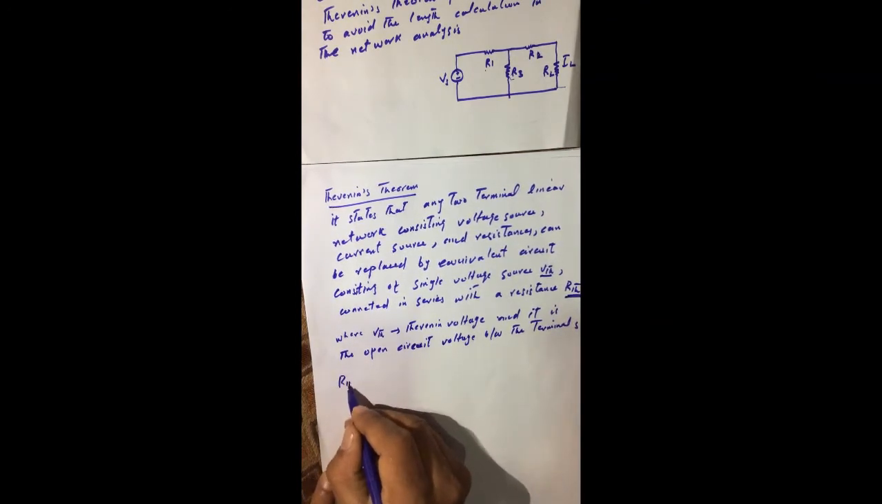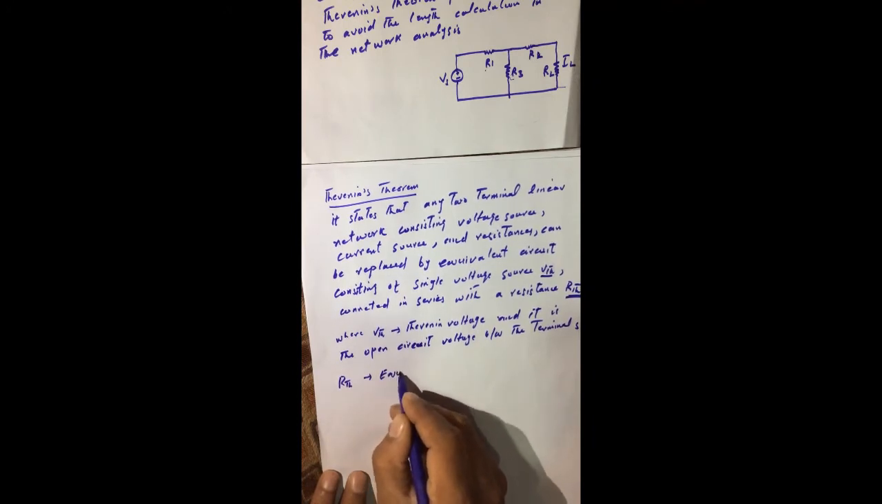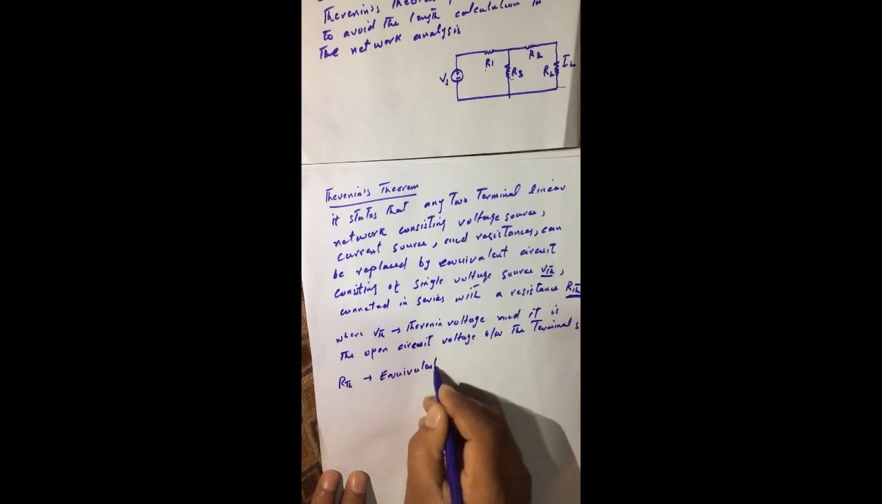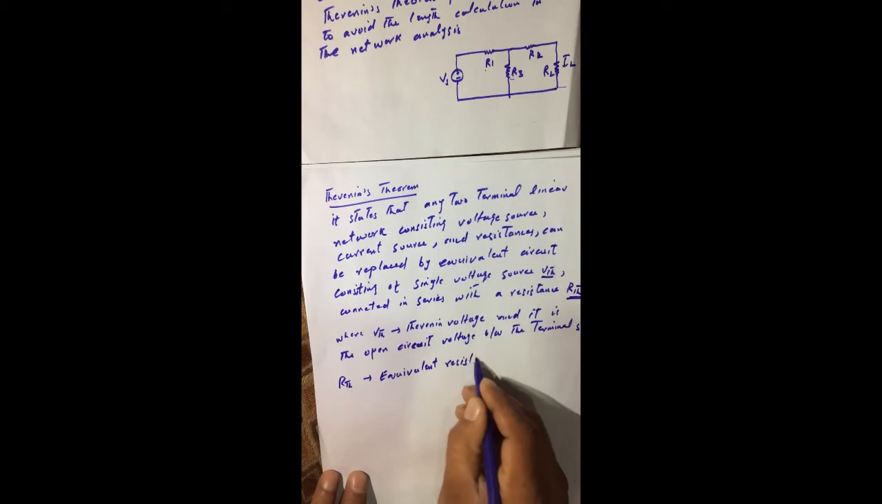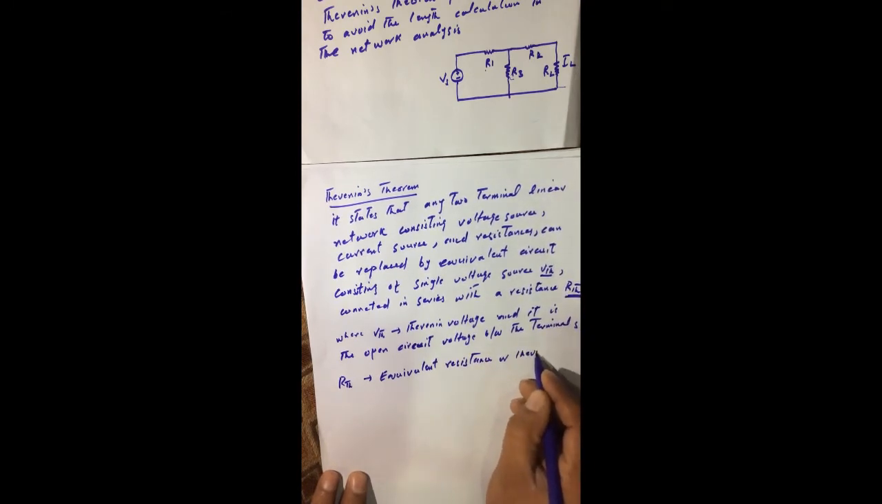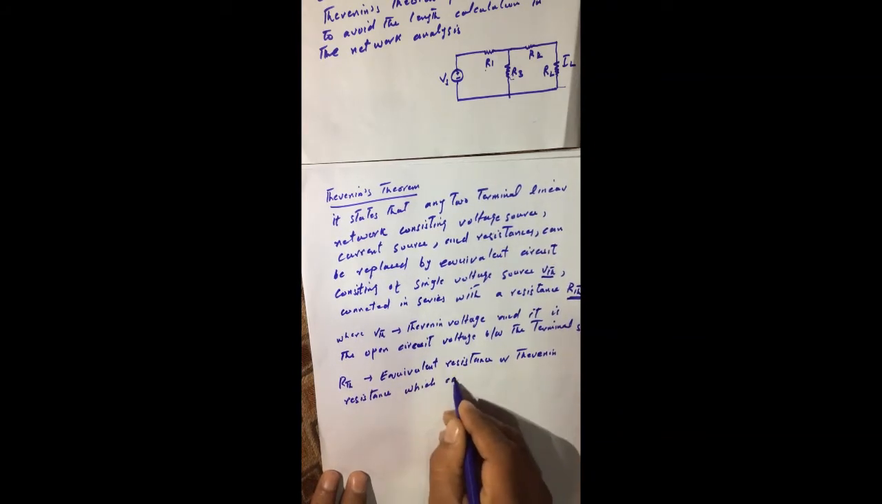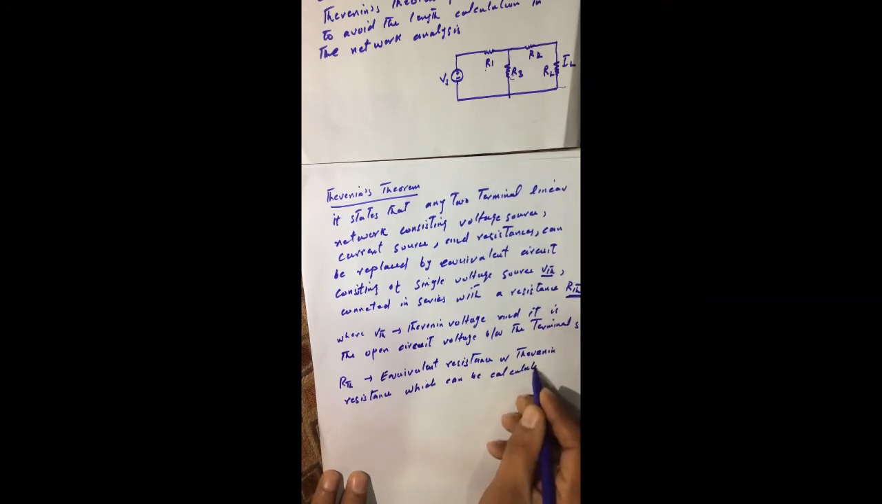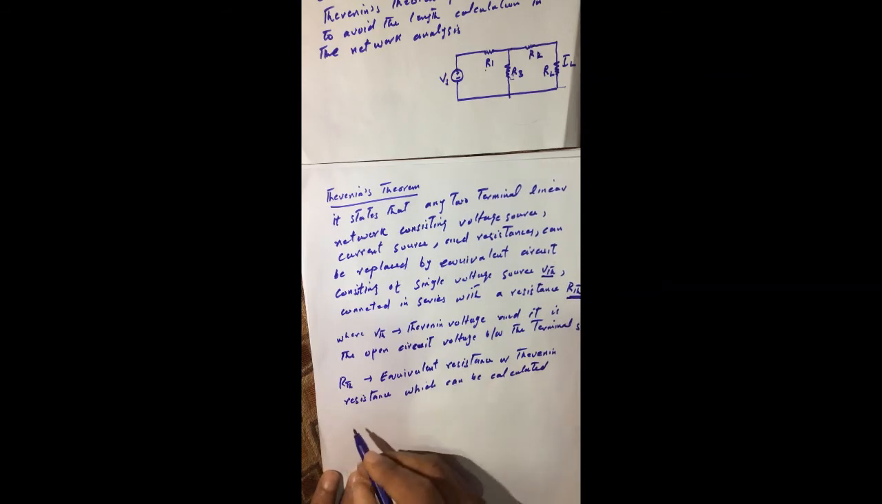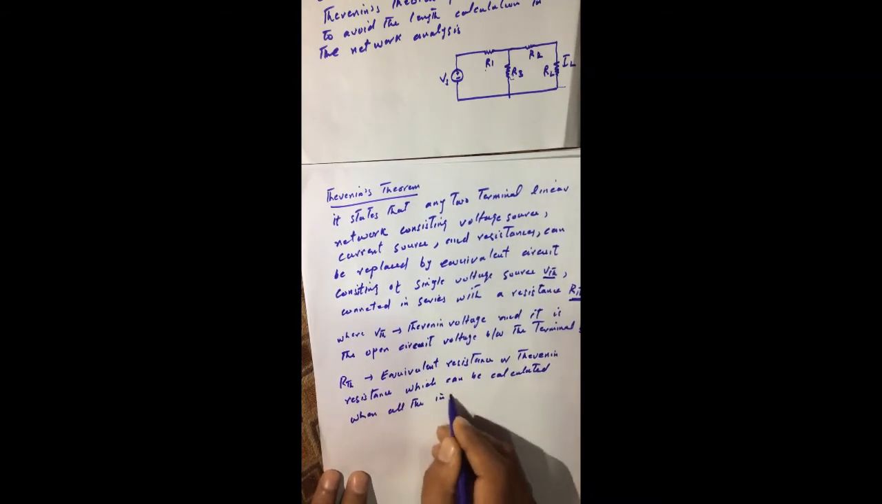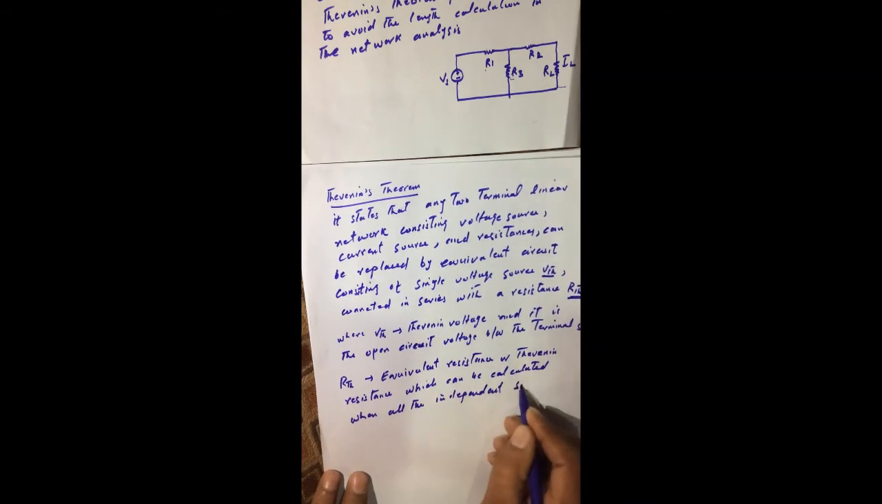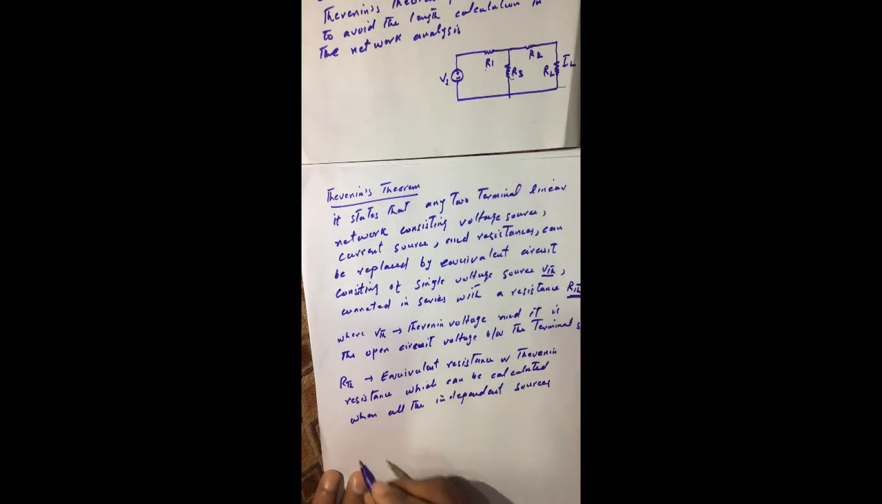And RTH is the equivalent resistance. It is called equivalent resistance or Thevenin resistance, which can be calculated when all the independent sources, like the current source and the voltage source, are turned off.